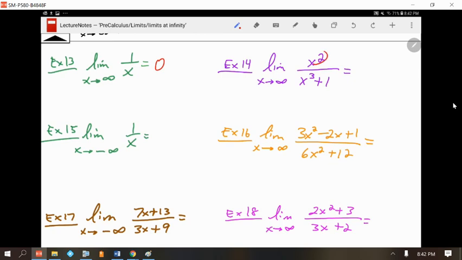Example 14, look, the degree on top is 2, the degree on the bottom is 3. What's the limit as x approaches infinity? 0. Same rule as 13. I just made it look more fancy.